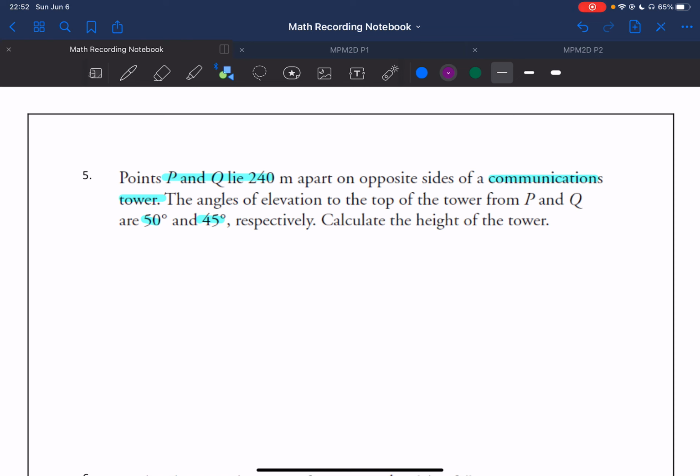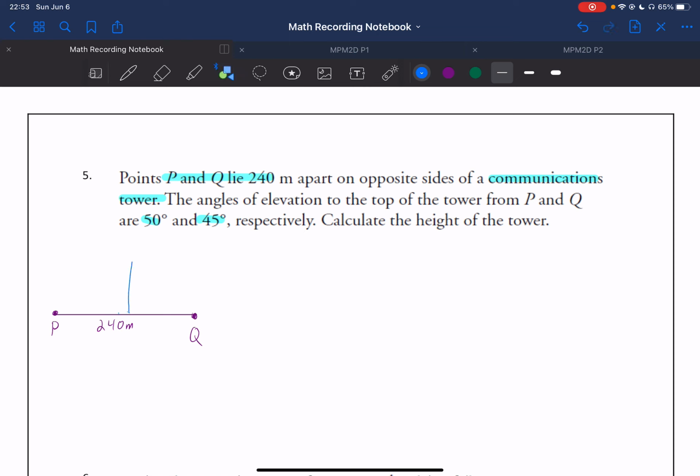So we have 2 points. We got P here and we have Q over here. There is a line between them that connects them. And this is 240 meters apart from each other. We have a communications tower right in the middle. We don't know if it's straight in the middle. I'm going to draw it slightly off because it doesn't tell us.